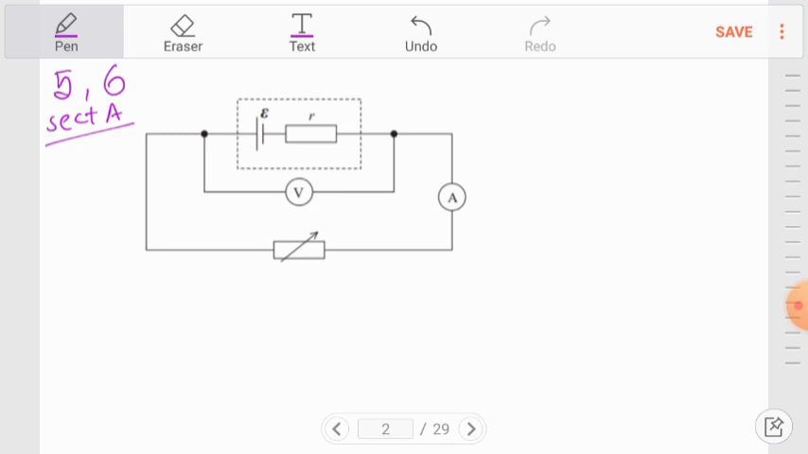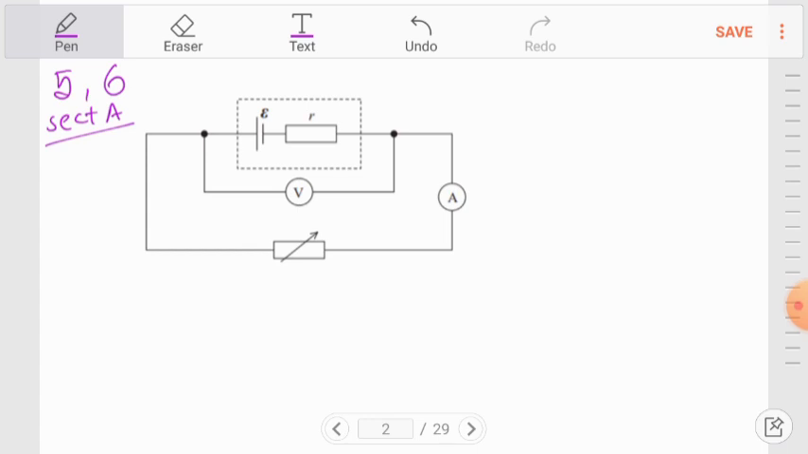So here question number 5 says that using this circuit they have altered the value of the variable resistor, and for each altered value the voltage and current were measured, and then they plotted a graph of voltage against current. The four options have different sentences about the graph of V against I, and they want you to answer which of the four sentences is correct. So let us first draw the graph for voltage against current.